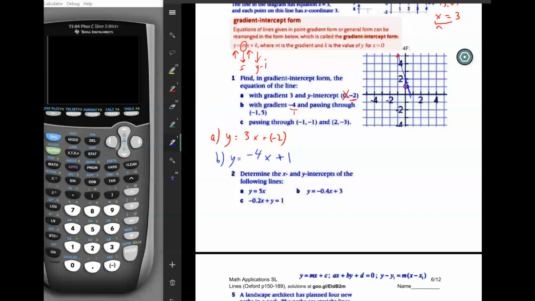C, passing through -1, -1 and 2, -3. So again, they didn't give us the y-intercept and they didn't give us the slope either. Okay, so one way you could do it is you could graph -1, -1 and 2, -3. We could do it like that, right? We could say, oh, this line actually, the y-intercept is -2. And the slope appears to be, let's see, it goes down 2 and goes over 2. So that would be -2 divided by 2, which would be -1.